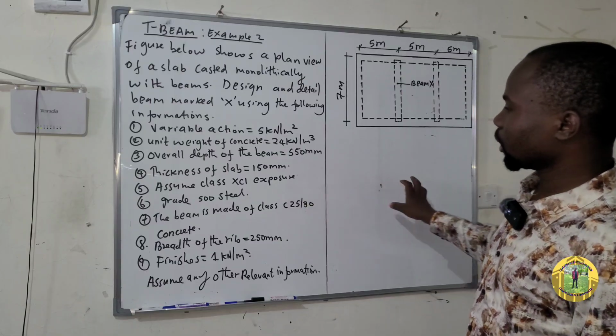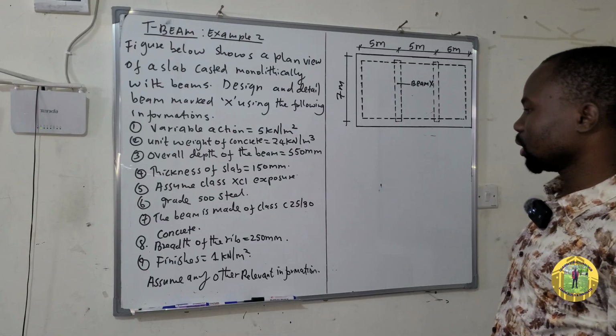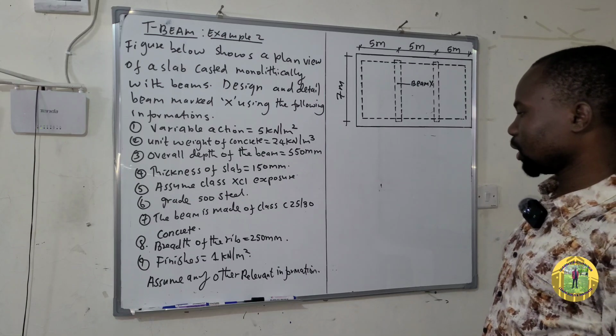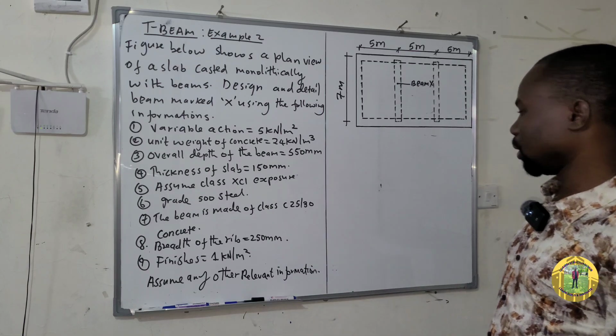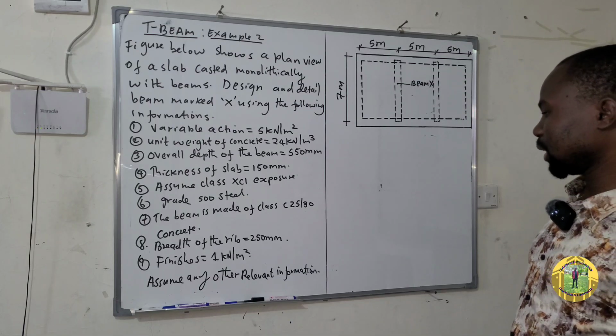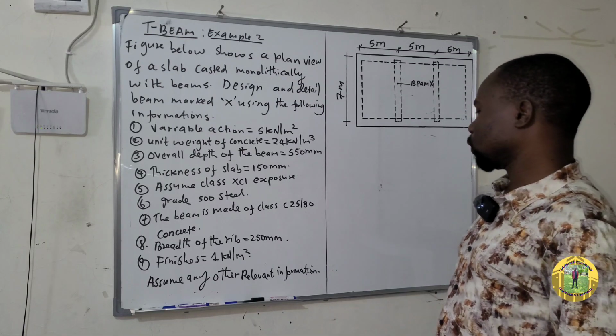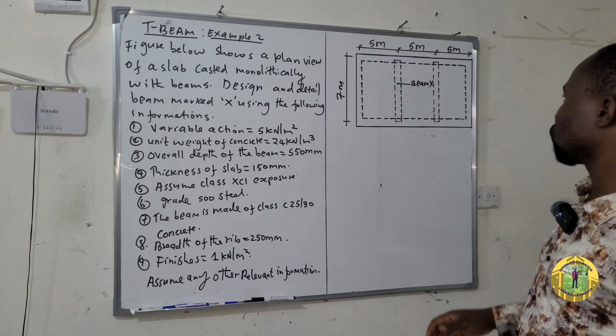Then number 6, grade of steel 500. Number 7, the beam is made of class C25/30 concrete. And then the breadth of rib is 250 millimeter. And then you have the finishes, 1 kilonewton per meter square. Then of course assume any other relevant information.